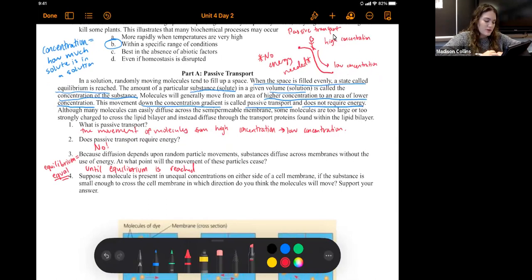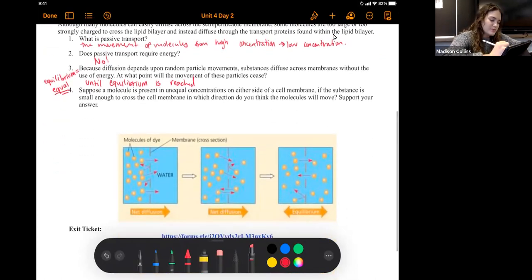All right, now number 4, suppose a molecule is present in unequal concentrations on either side of a cell membrane. If the substance is small enough to cross the cell membrane, in which direction do you think the molecules will move? Support your answer. So I'm actually gonna have us look at this picture now. So let's imagine that this is our membrane, okay, this area right down the middle. So here in this picture, we have molecules present in unequal concentrations. We have a high concentration on this left side, and we have a low concentration on the right side, because on the left, we see that there are a ton of particles, but on the right, we don't have any.